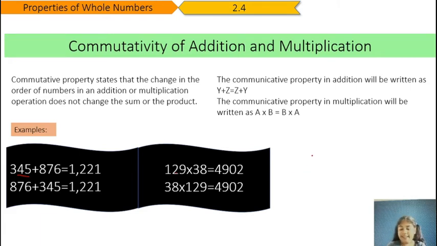Why? Let's see. If we have 7 minus 3, what will be our answer? It will be 4. But if we change the order of the numbers and put 3 minus 7, we will get minus 4. They both aren't the same. This is a positive number and this is a negative number. And the same thing applies with division.